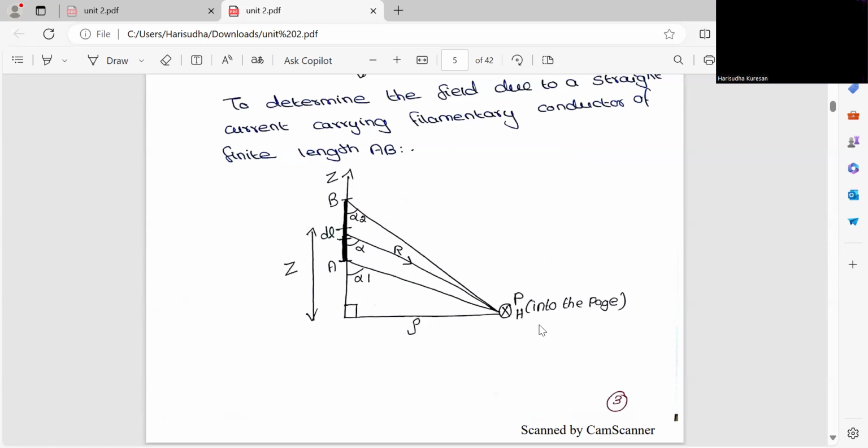That is what our intention is to find. So here you have taken a long straight current carrying filamentary conductor with a finite length AB, and in that finite length you have taken a small differential length represented by dl, and you have taken a point P in space. We need to find the magnetic field intensity at the point P. Now you draw a line from B to point P, from the differential length center to the point P, and from A to point P. This will be your angle alpha, and these will be your angles alpha 1 and alpha 2. The line joining the differential length element to the point P is the distance r.